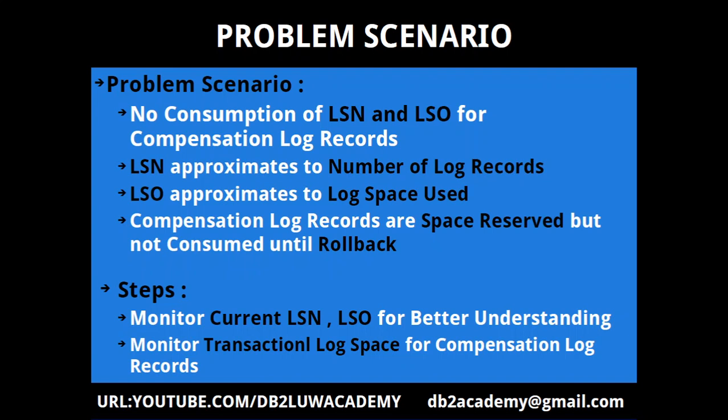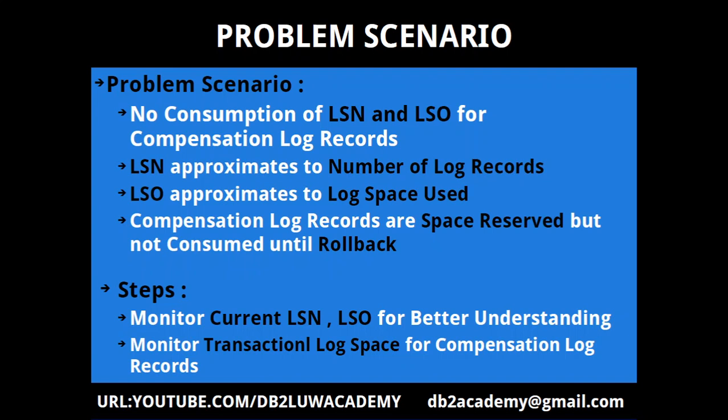For example, if you look at the UOW log space used, it will tell you that it has, say, 200 MB or 300 MB. If you run 1000 insert statements, each insert will be responsible for a particular log record, and each log record will take some space. Additionally, it will reserve some space so that in case of a rollback, you have the transaction log space. So upfront, it reserves that space. That is called compensation log records. They are not realized until it is rolled back.